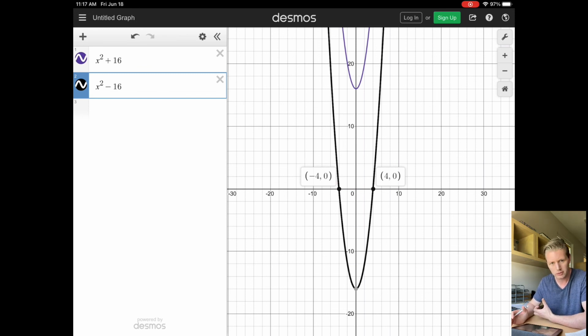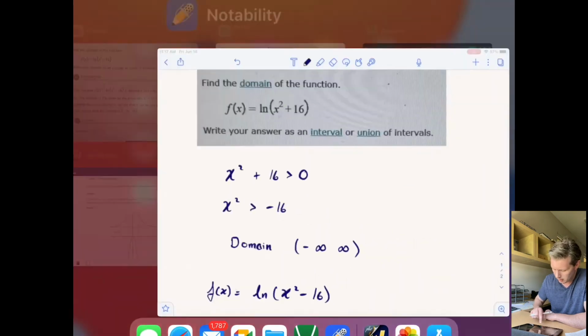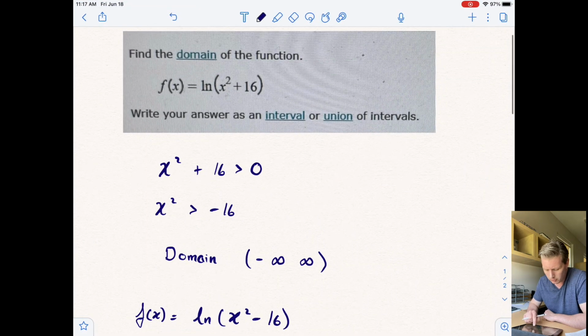Hopefully that gives you a sense of why, if I go back to my problem, the domain of f of x equals ln of x squared plus 16 is all values of x. You can put in any real value of x that you choose, and x squared plus 16 will always be positive, and therefore the natural logarithm of x squared plus 16 will always be defined.